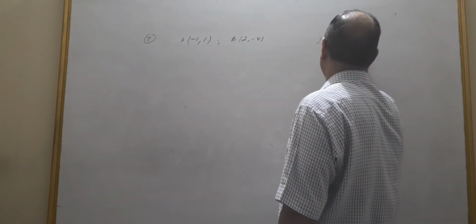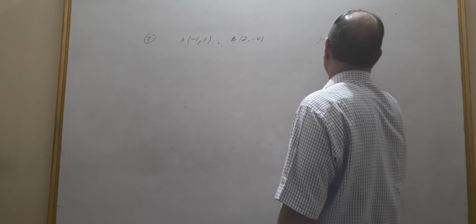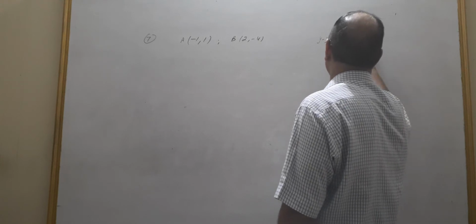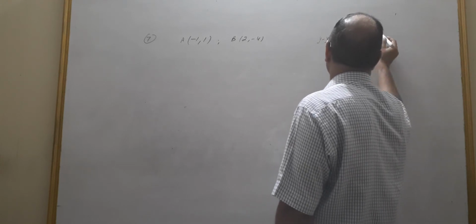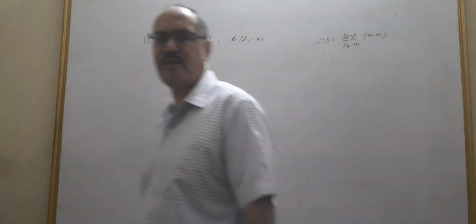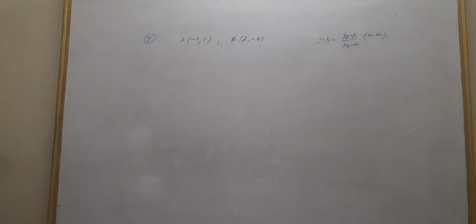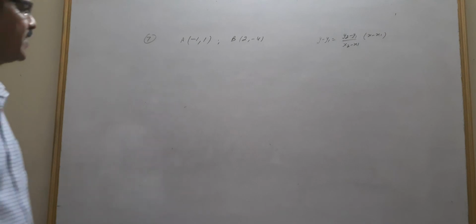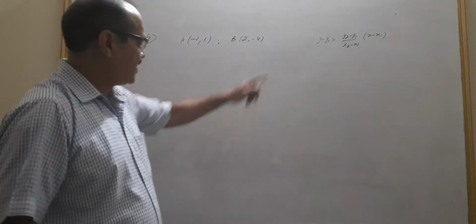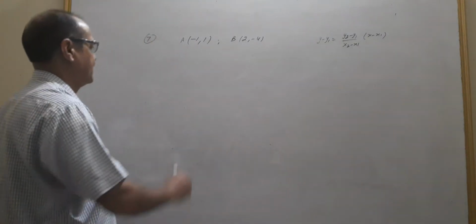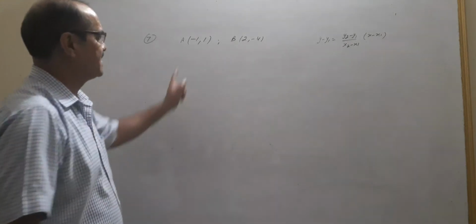y minus y1, that is y2 minus y1 upon x2 minus x1 and whole into x minus x1 is the 2 point form of line. The equation of the line which is obtained by joining the 2 point form. We already derived this form. Now the question is, the line is passing through the 2 points.